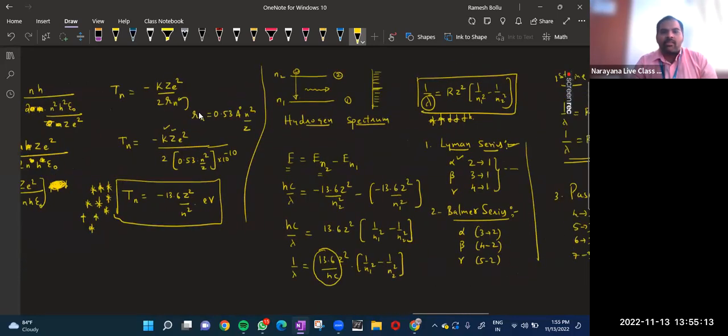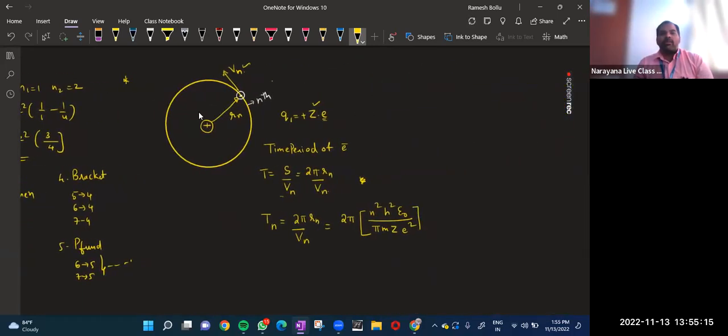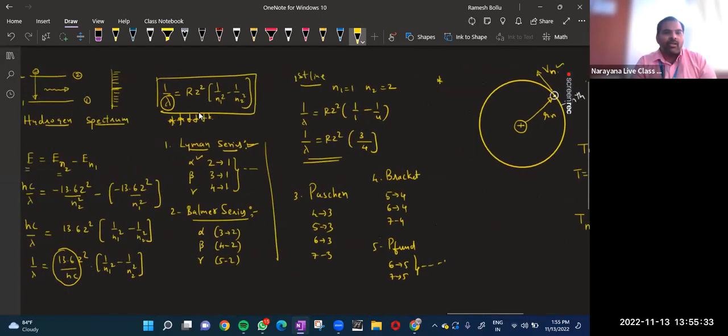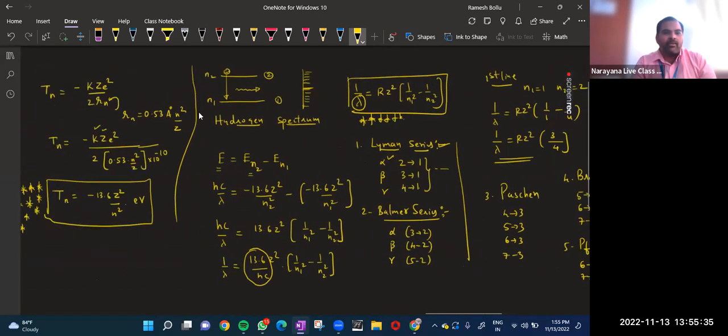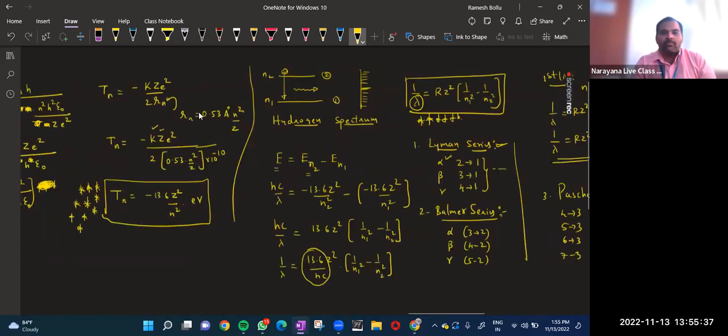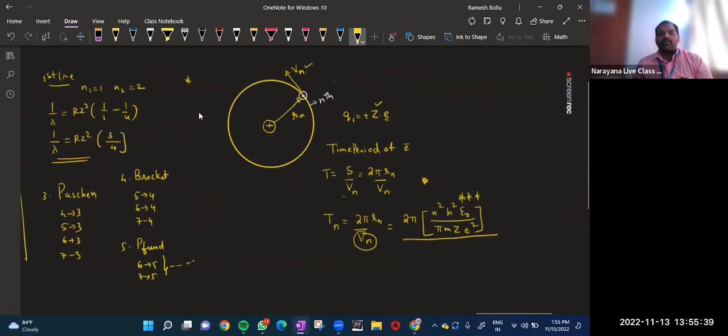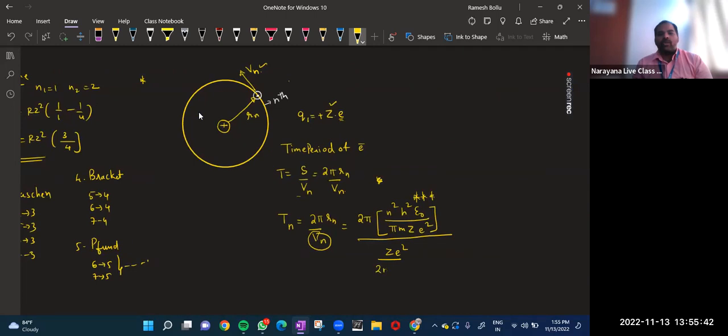Then what about the velocity of the electron in the nth orbit? I'm requesting all to remember at your fingertips the radius of the electron in the nth orbit. Why? Within one minute you'll understand why I'm writing these relations. What is the velocity of the electron in the nth orbit? That also we got now: Z e square by 2 n h epsilon naught. That is, Z e square whole divided by 2 n h epsilon naught.